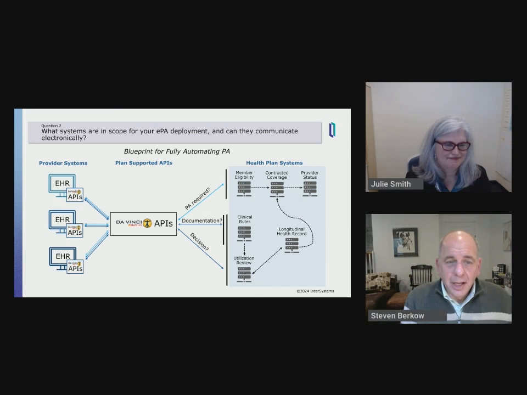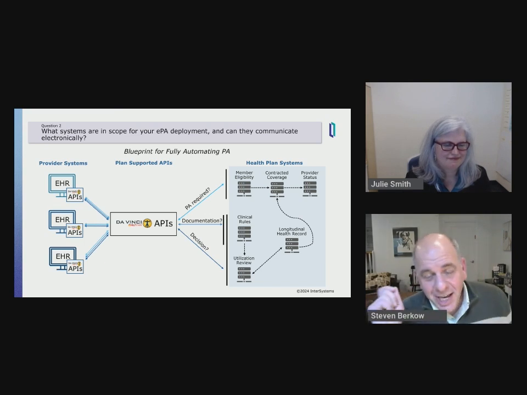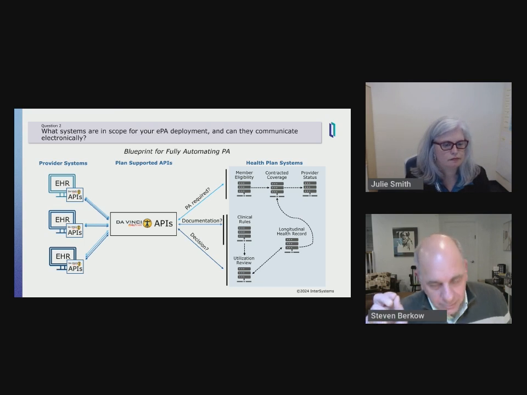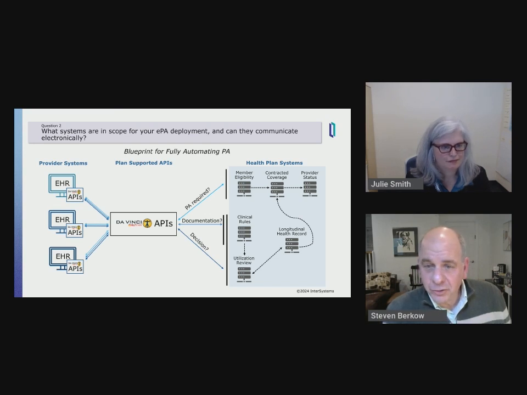Now remember, all this is outside the scope of 0057. HTI2, though, is now saying that if HTI2 is finalized as written, then to be certified health IT for providers, that health IT will have to support Da Vinci-based APIs. Those Da Vinci APIs, in effect, will then be able to communicate with the Da Vinci APIs that you all have to support as payers under the rule.